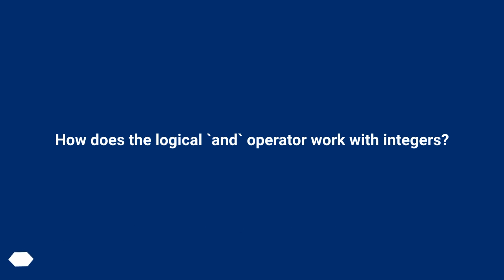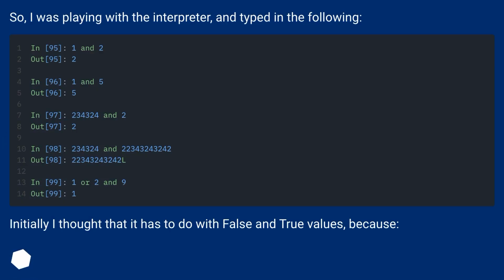How does a logical and operator work with integers? So, I was playing with the interpreter, and typed in the following.